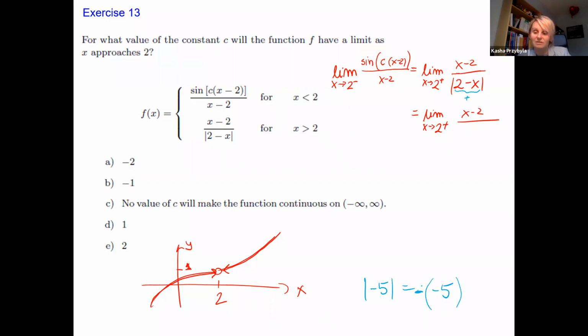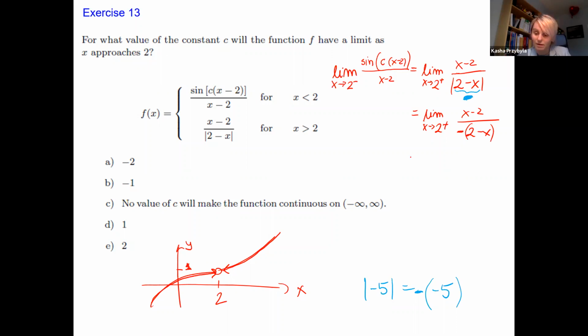Let's investigate 2 minus x. x is approaching 2 from the right-hand side. Can you give me a number close to 2 from the right-hand side? Yes, 2.1, 2.001. If I substitute 2 minus 2.1 or 2 minus 2.001, am I getting a positive or negative quantity? Negative. That means this quantity is negative. Then I will copy this quantity, but I will put an extra negative to make it positive.